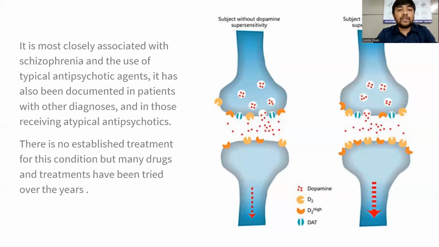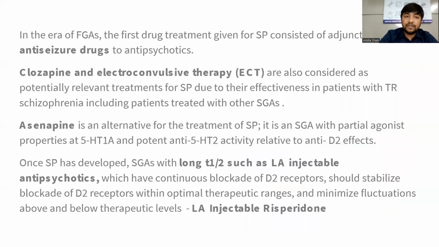It is most closely associated with schizophrenia and use of typical antipsychotic agents. It has also been documented in patients with other diagnoses and those receiving atypical antipsychotics. So it is not limited to first generation antipsychotics. Basically, it is related to dopamine blockade. Also, another thing to note is that there is no established treatment for this condition, but many drugs and treatments have been tried over the years.